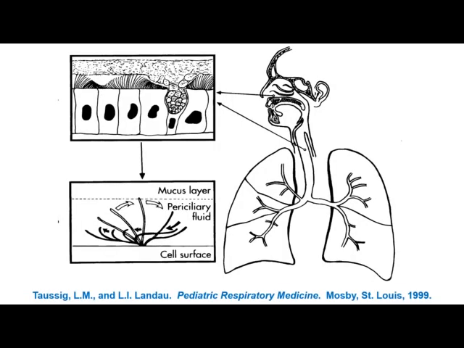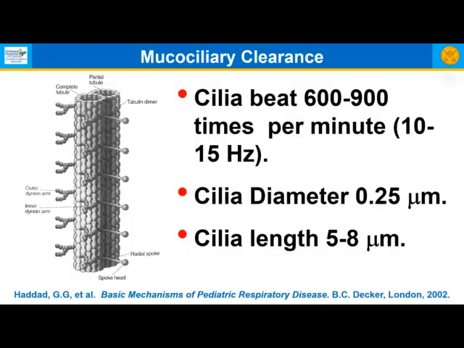This just shows another picture there of mucus glands, which secrete mucus that floats on this airway surface fluid layer, and the cilia actually beat in this fashion. They hook here under the mucus, move it this way, and kind of recoil and go again. Cilia beat about 600 to 900 times a minute, or 10 to 15 hertz. They're small, their diameter is about a quarter of a micron, and length about 5 to 8 microns.